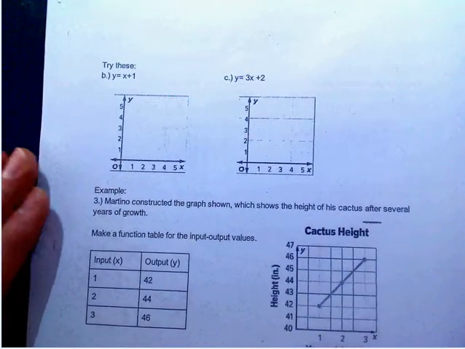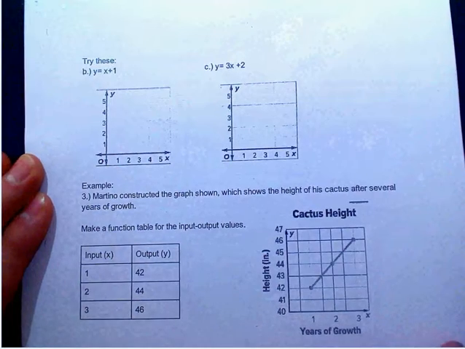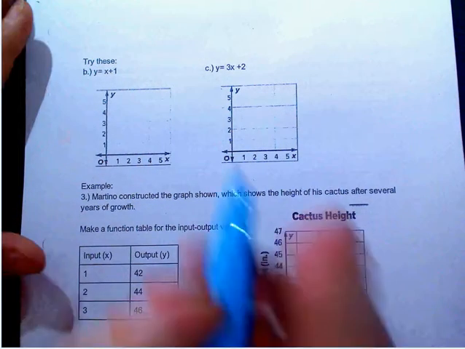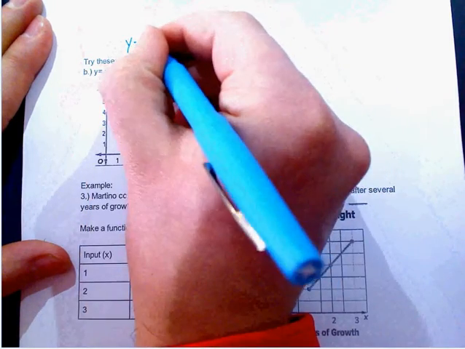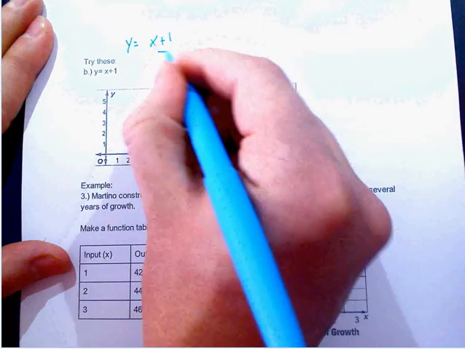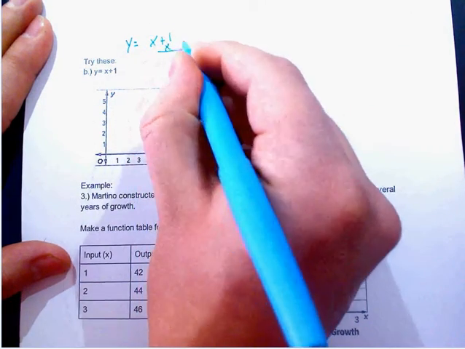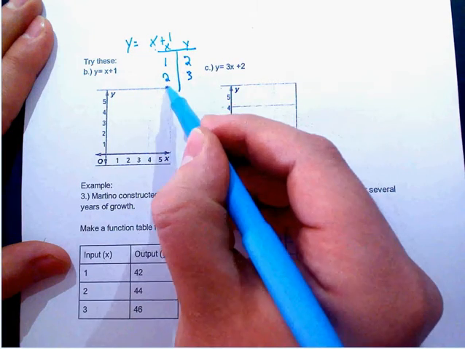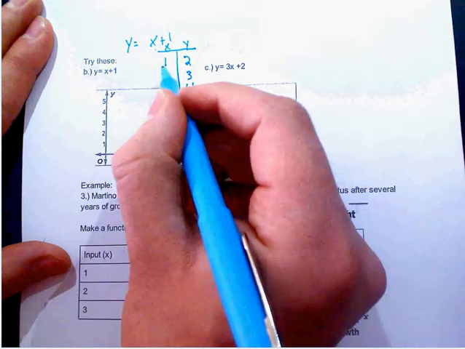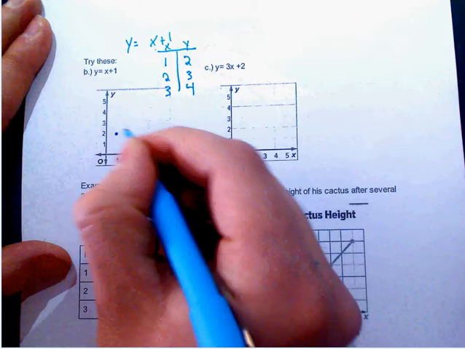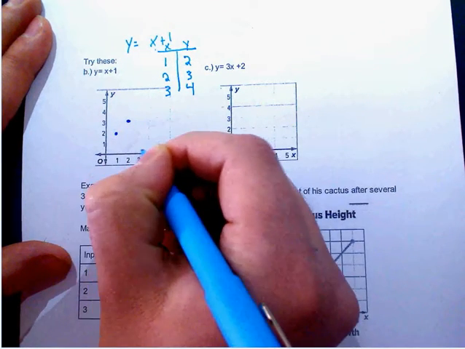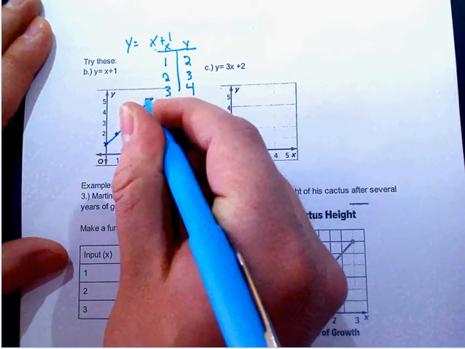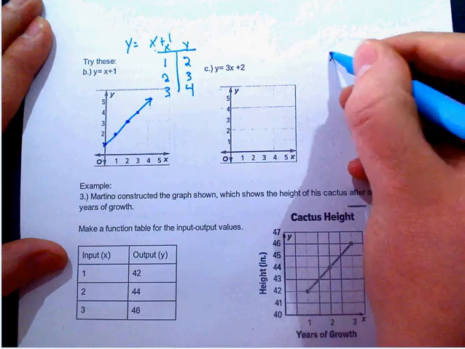I'd like you to try these two problems. Create a table and answer them. So if we look, I have y equals x plus 1. So in my input-output table, that's my rule. If x is 1, 1 plus 1 is 2. x is 2, y is 3, x is 3, y is 4. So my ordered pair for the first one is 1, 2. Then 2, 3. 3, 4. Okay. 0, 1. So I graph it. It's a linear equation. Here I have my x and my y.